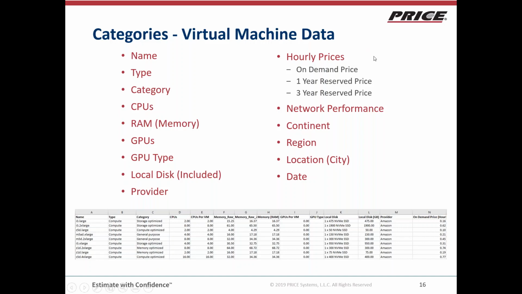There are different hourly prices. So on demand is pay-as-you-go, but then there's contract prices called reserved. So we looked at 1 and 3 years, which is typical across all the providers. And then the location, which was important because our models ended up looking at US prices only, so we did throw some data out from other continents.